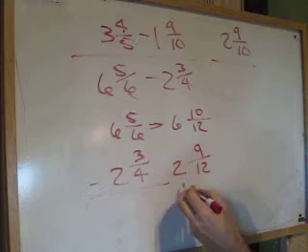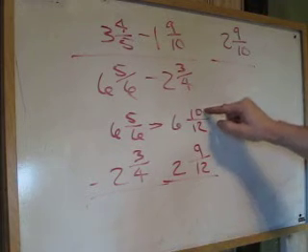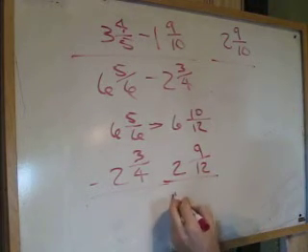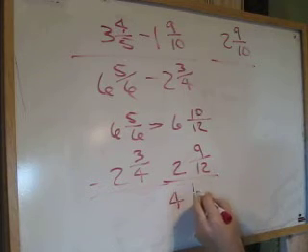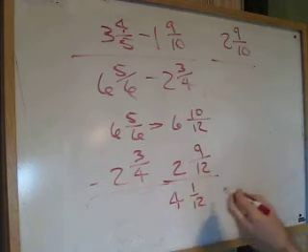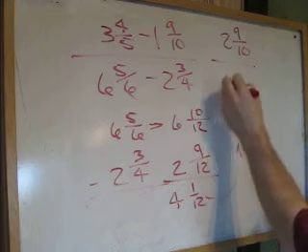Let's leave my 2 there. Fortunately, my top number is larger, so I don't have to do anything. So 6 minus 2 is 4. 10 minus 9 is 1. So this is my denominator.